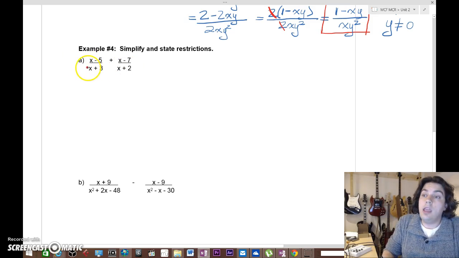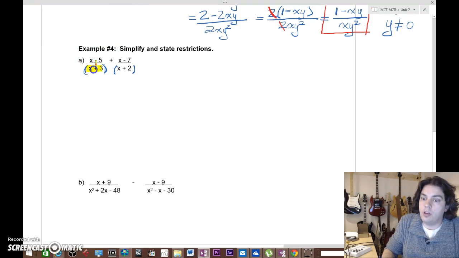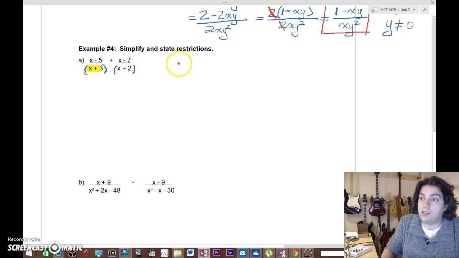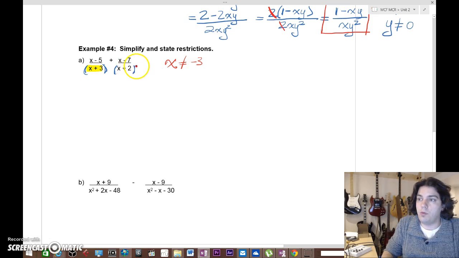So let's look here. We have a factor on the bottom here and a factor on the bottom here. And I'm going to make a simple note. First, let's check our restrictions. The restriction we get from this, x plus 3, is that x cannot equal what? Well, we just flip the sign to make it equal to 0. This term can't equal 0, so we say x cannot equal negative 3. Because if it did, this bottom term would become 0, and we can't divide by 0.